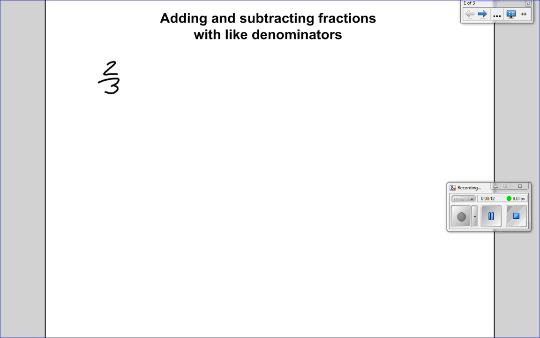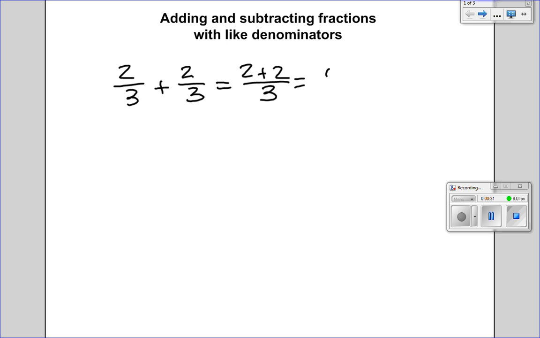2/3 plus 2/3. If you notice, their denominators are the same. So whenever the denominators are the same, this process is relatively straightforward. You just add the top, 2 plus 2, and you leave the bottom as 3. And that gives you 4 over 3.